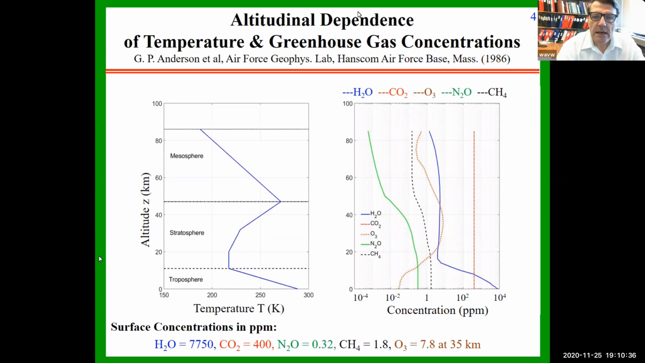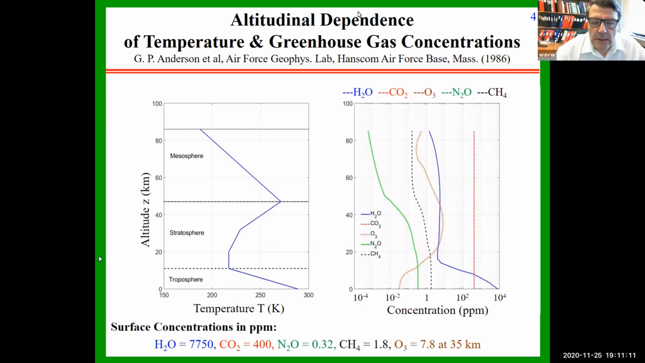On the right-hand side, you see the concentrations of the greenhouse gases. So the horizontal axis is labeled in parts per million. So water, the blue curve, at the surface we have close to 10,000 parts per million. And as you go up a few kilometers, the water concentration decreases sharply. In contrast, CO2 remains at about 400 parts per million at all altitudes.